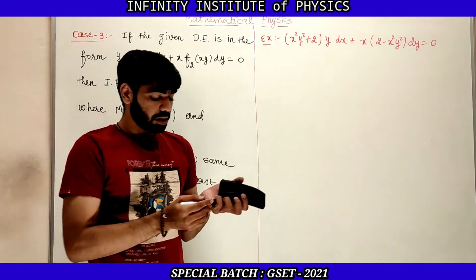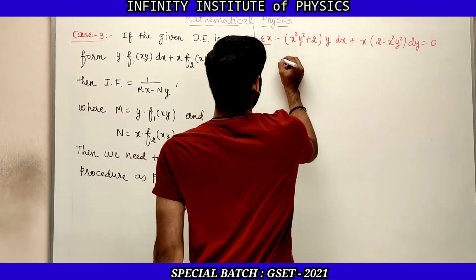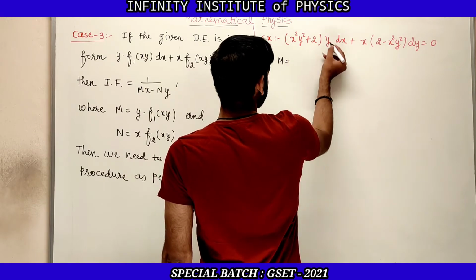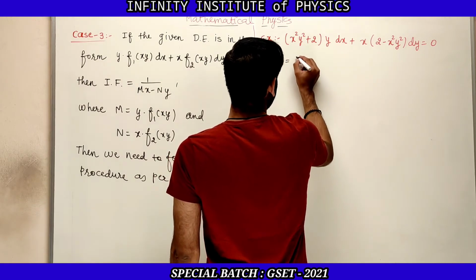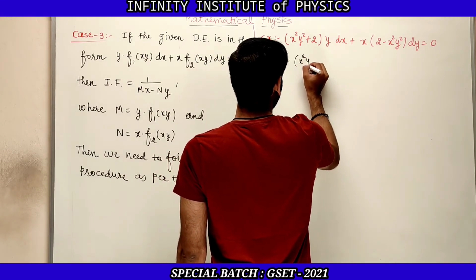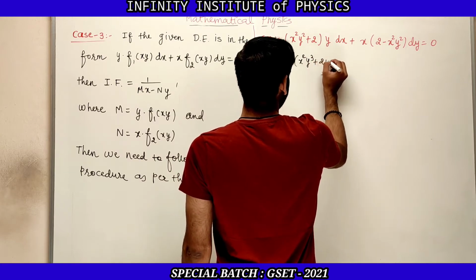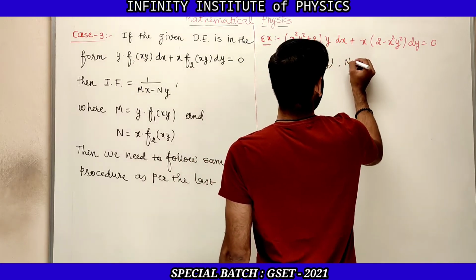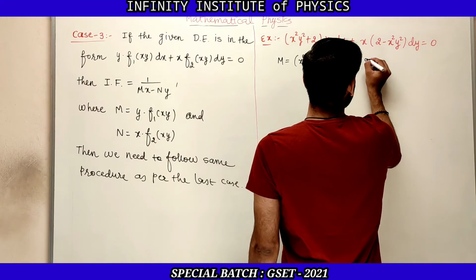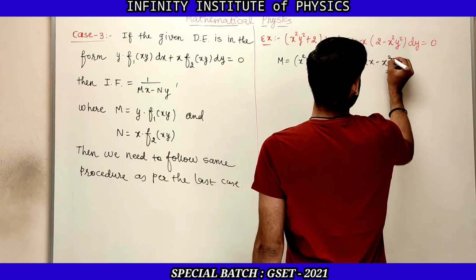And now here m is equal to, let us multiply y inside, x square y cube plus 2y, and n will be, let us multiply x inside, 2x minus x cube y square.